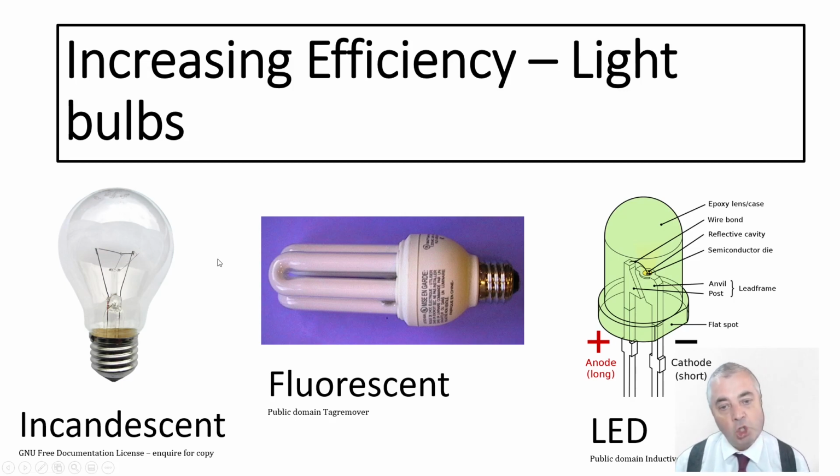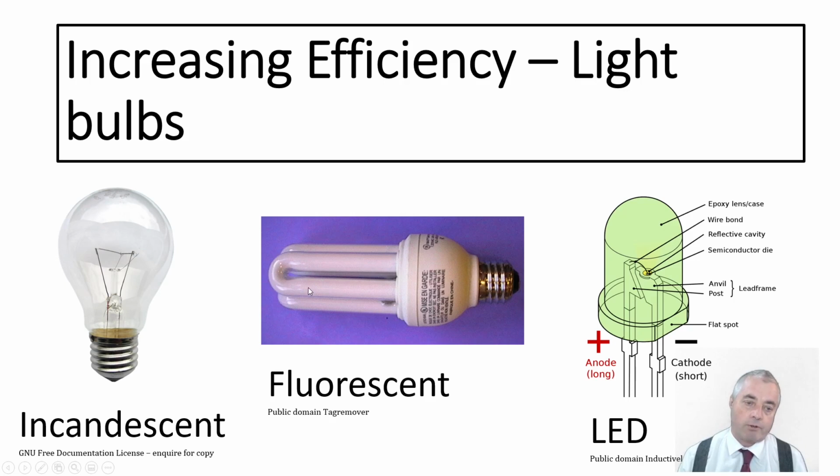But it's only 2% efficient. For every 100 joules that are applied, only 2 joules end up as light, the rest ends up as thermal energy. A fluorescent light works in a different way and it's more efficient. In a fluorescent light, you've got a low pressure gas including some mercury vapour. That means you've got to be very careful. You probably know mercury is poisonous. You've got to be very careful about how you dispose of these because they contain mercury.